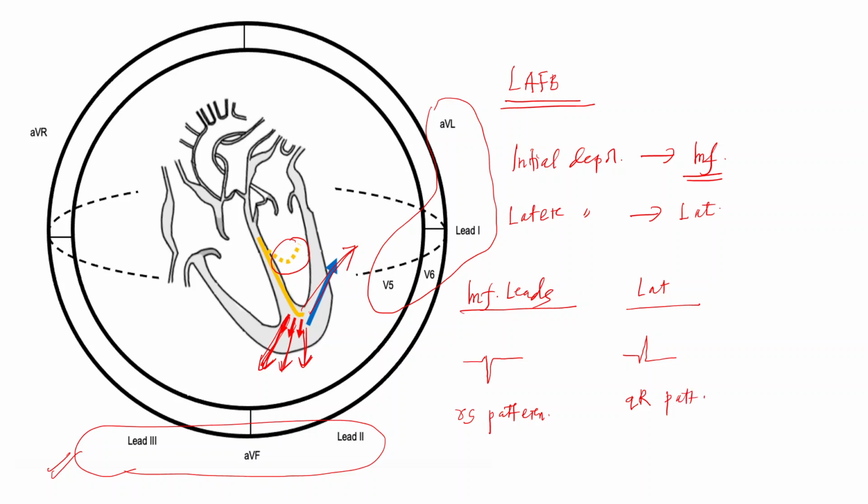So in the inferior leads, that means leads 2, 3 and aVF, you will get an RS pattern. In the lateral leads, that is lead 1, aVL, V5 and V6, you will get a QR pattern.